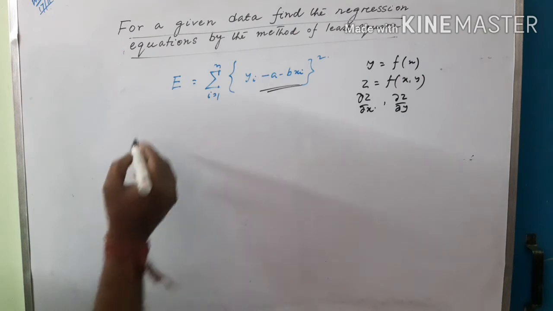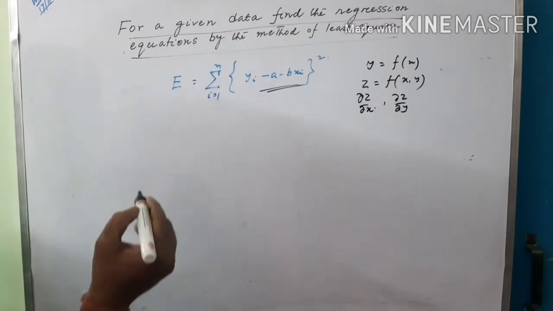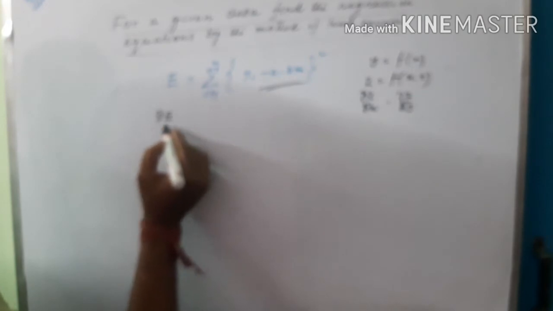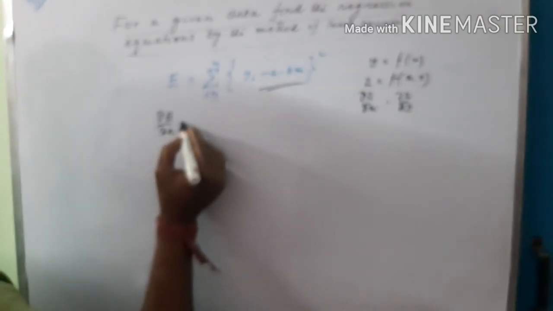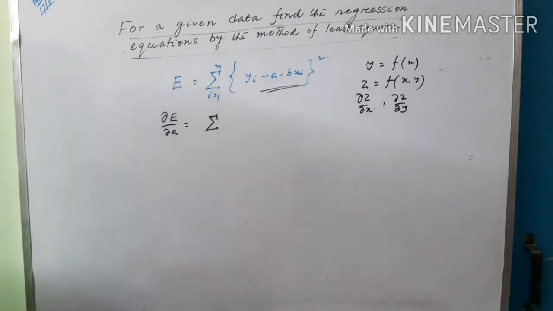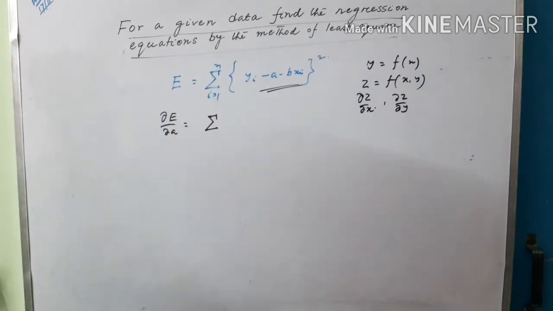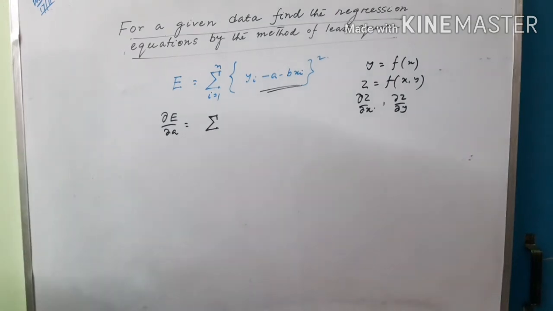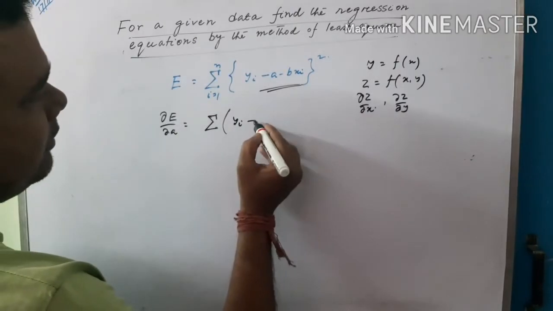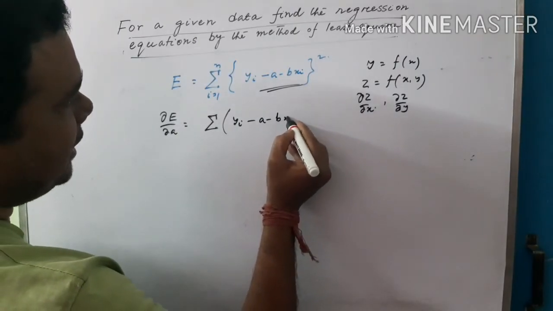So here, when we are differentiating e with respect to a, del e by del a equals sigma i equals 1 to n. At every stage I am not writing sigma i equals 1 to n, since n values are there, we are assuming it earlier. So sigma implies sigma i equals 1 to n of (yi minus a minus bxi).